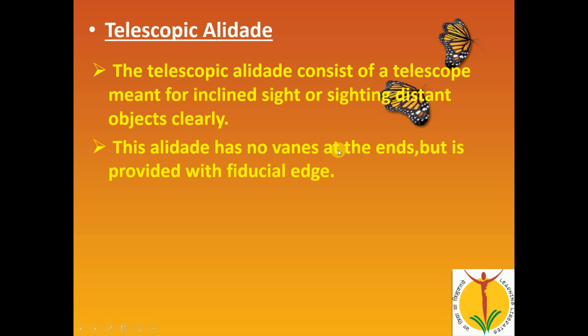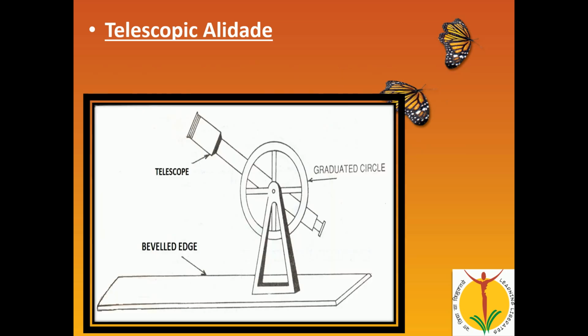Telescopic alidade. The telescopic alidade consists of a telescope meant for inclined sights or sighting distant objects clearly. This alidade has no vanes at the ends, but it is provided with the visual edge. So this is a typical sketch of a telescopic alidade. Here this is the graduated circle, beveled edge and the telescope. So this is the telescopic alidade.